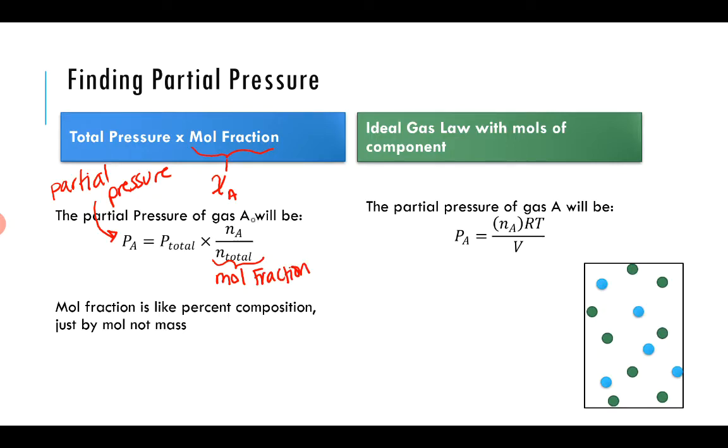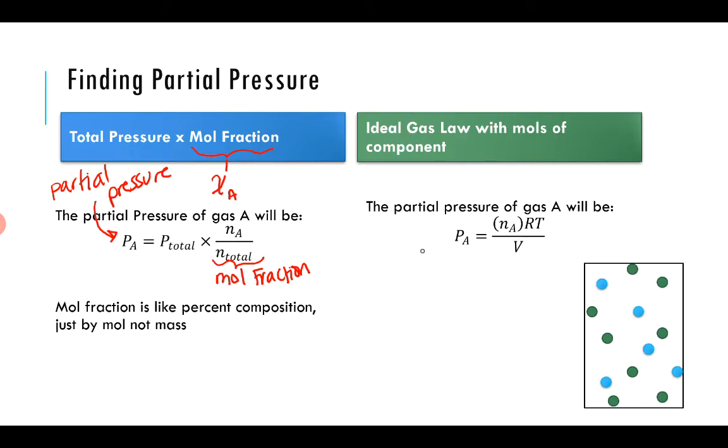And so that mole fraction, it's kind of like when we did our mass percent composition, where we're looking at the number of moles of one component out of the total number of moles. And so when we did mass percent composition, it was mass of one component and total mass. And so this is kind of similar, only we're not going to be turning it into a percentage.